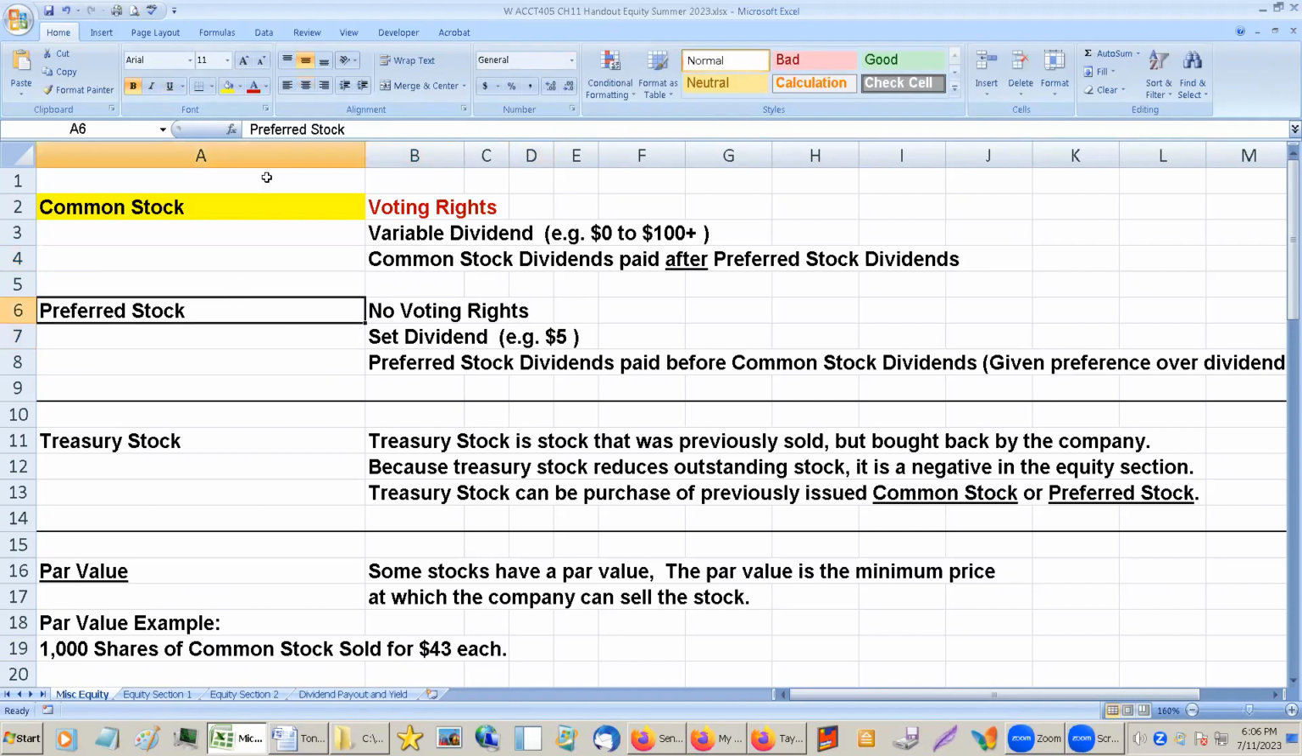Okay, preferred stock is really kind of an odd duck. And not all companies have them. Preferred stock, I'll talk about that in a second. The biggest thing you're going to find is they have no voting rights and they have a set dividend.